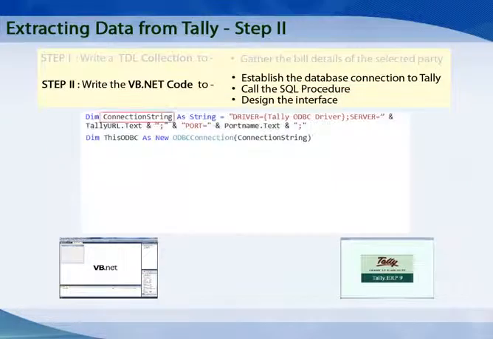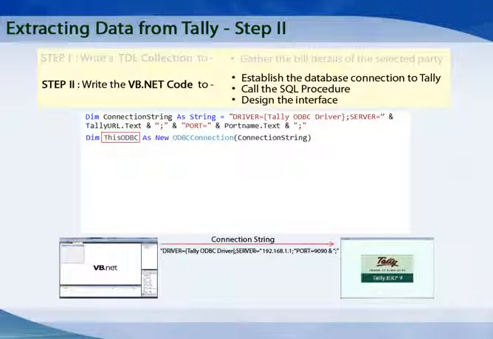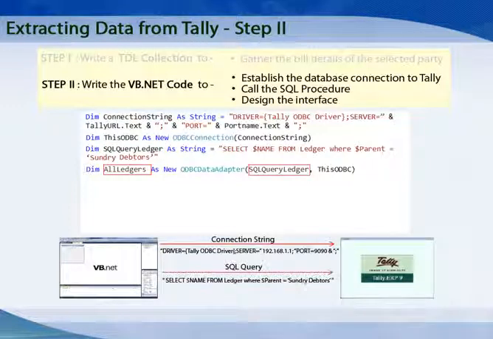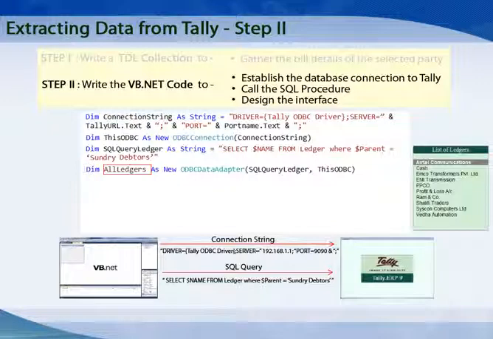A variable connectionString of type string is declared, which is set to the ODBC driver connection string value. An object, thisODBC, is created, which establishes connectivity using this variable. A variable sqlQueryLedger is declared to hold the SQL query string. Also, an object allLedgers is declared, which sends the SQL query to Tally using the ODBC connection object thisODBC. After this, all the ledgers from the active Tally company will be held by the object allLedgers.